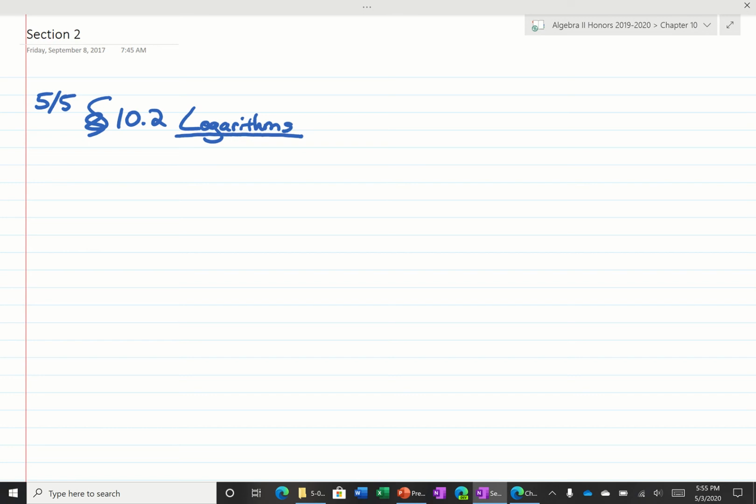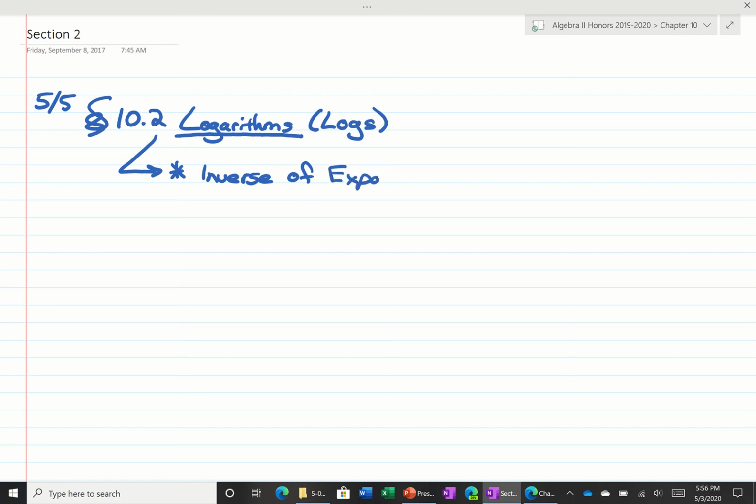Okay, now logarithms, sometimes people refer to them as logs. And the purpose for why they exist, the main idea, is that they are the inverse of exponential functions.